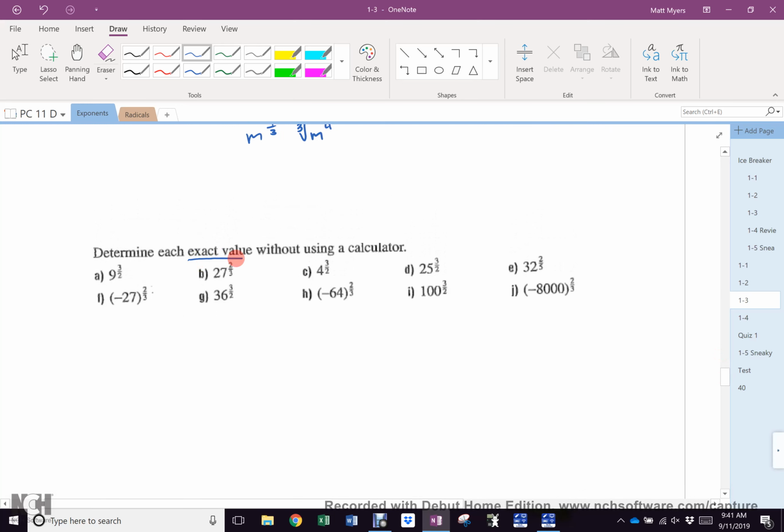Determine the exact value without using a calculator. This is what we did in our notes. Doesn't matter which one we do. Let's do h. Negative 64 to the 2/3. You know that's the cubed root of negative 64 squared. The cubed root of negative 64 is negative 4, squared, which is 16.